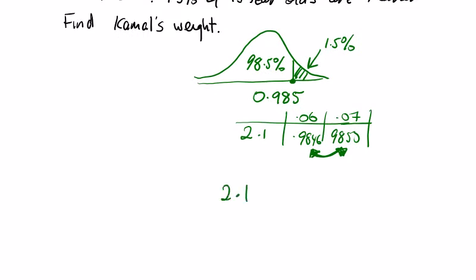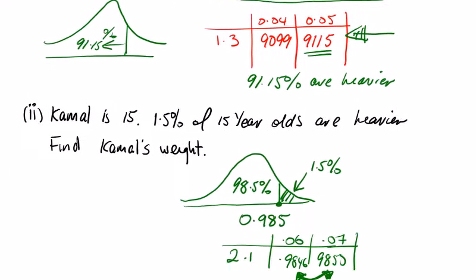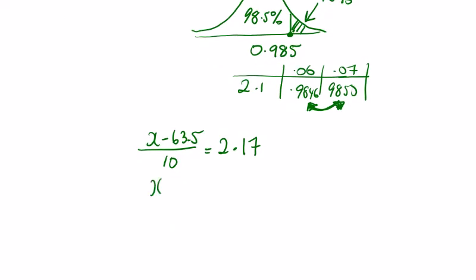So what equals 2.17? X minus 63.5, the same as we had previously, over 10. Just look up at the previous one. X minus mu over sigma. So we just simplify this down. X is going to be equal to 21.7 plus 63.5. Or you could write X minus 63.5 and then bring it across. But if you can see what to do in two steps in one, may as well do it. So 63 and 21 is 84, and 1.2 is 85.2 kilograms. So that's Kamal's weight.